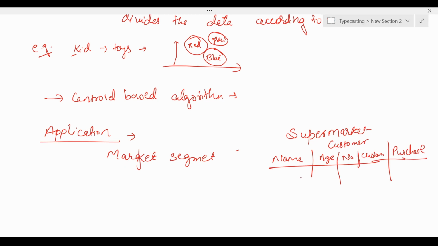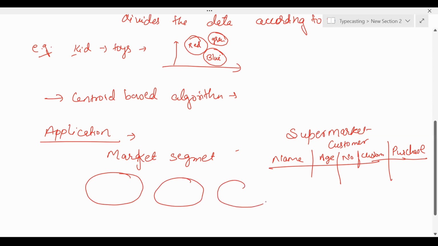So based on this data set, the supermarket can make clusters of the customers. For example, it has made 3 clusters. The customers belonging to this cluster are mostly purchasing milk items. They come daily to the supermarket, taking the milk items. These customers come to the supermarket only when some discount is there. And these customers are purchasing only clothes.